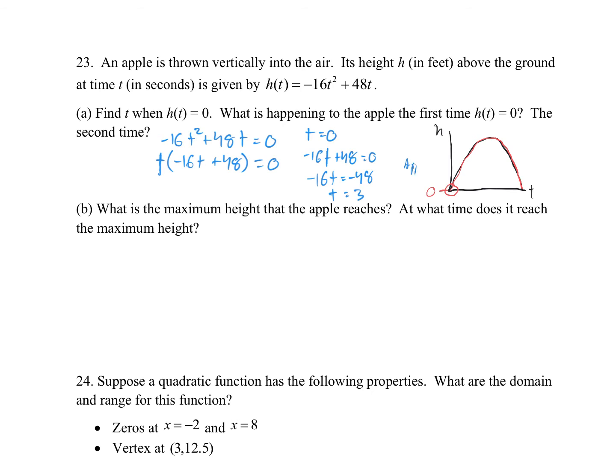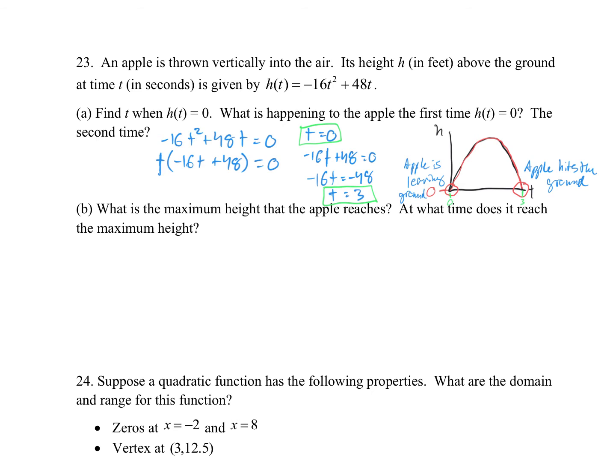So let me write that in blue. Apple is leaving ground. Okay, and now at the second spot over here, if the apple went up, it must come down, right? So this is where the apple hits the ground again. So we found our t values, t equals 0 and t equals 3. That's 0, that's 3. And then we also found what is happening to the apple for both times.